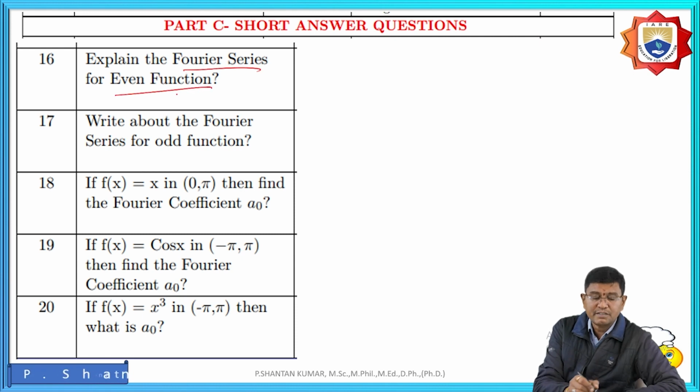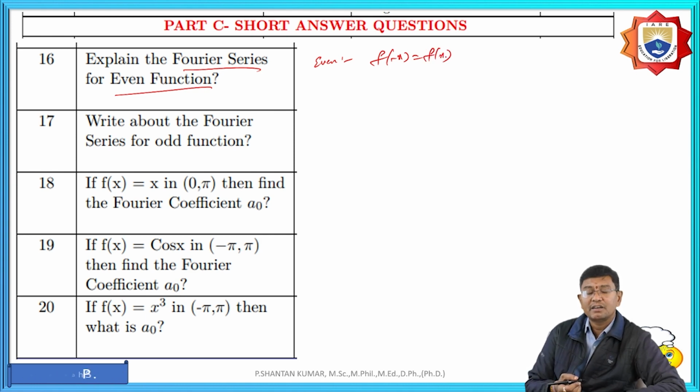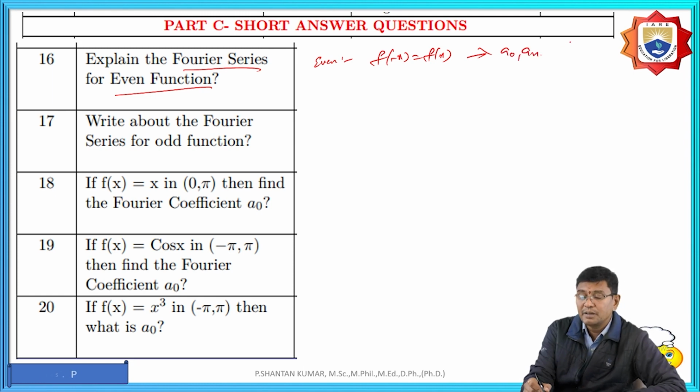Explain the Fourier series for an even function. A function is an even function means, as we know, f of minus x is equal to f of x. Here it depends upon the interval, that is, the a naught, a n, b n values only. We need to find the solutions under the limits minus pi comma pi.